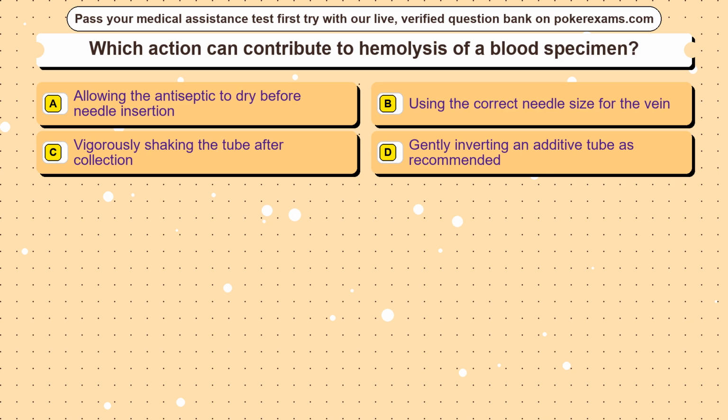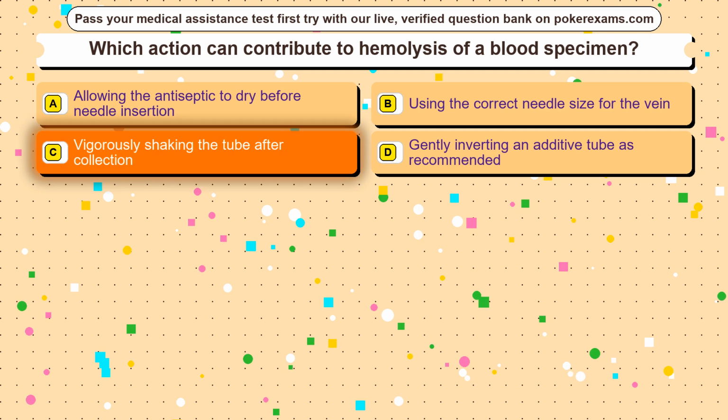Question 69. Which action can contribute to hemolysis of a blood specimen? Option A, allowing the antiseptic to dry before needle insertion. Option B, using the correct needle size for the vein. Option C, vigorously shaking the tube after collection. Option D, gently inverting an additive tube as recommended.